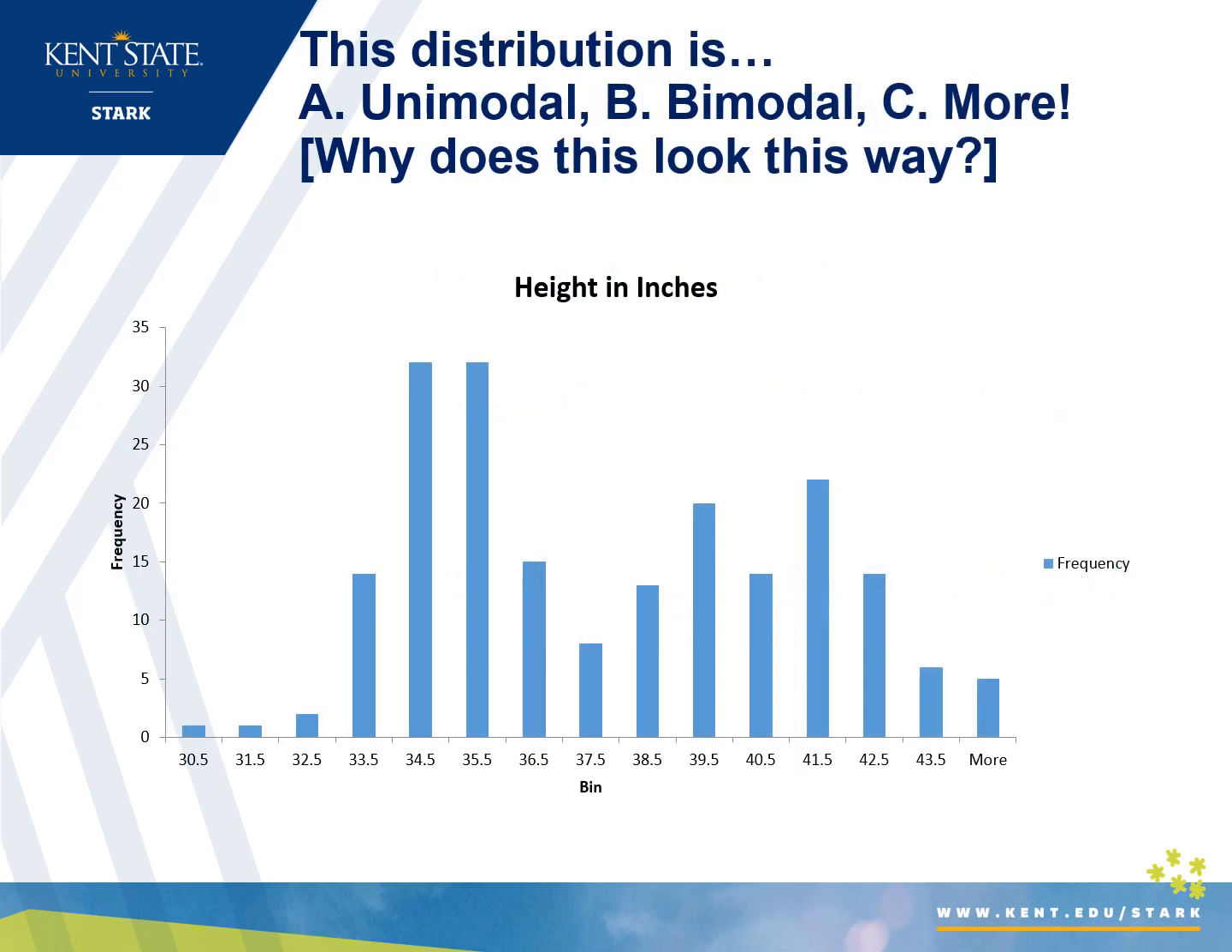For example, consider this histogram for heights in inches. Take a second to see how many modes it has. So pause the video, continue when you think you have the answer. To me, it looks like this distribution has two modes. That is, it is bimodal. One mode is in the 34.5 to 35.5 inch range. The other is in the 39.5 to 41.5 inch range. I consider the drop at that 40.5 to just be a blip in this data.